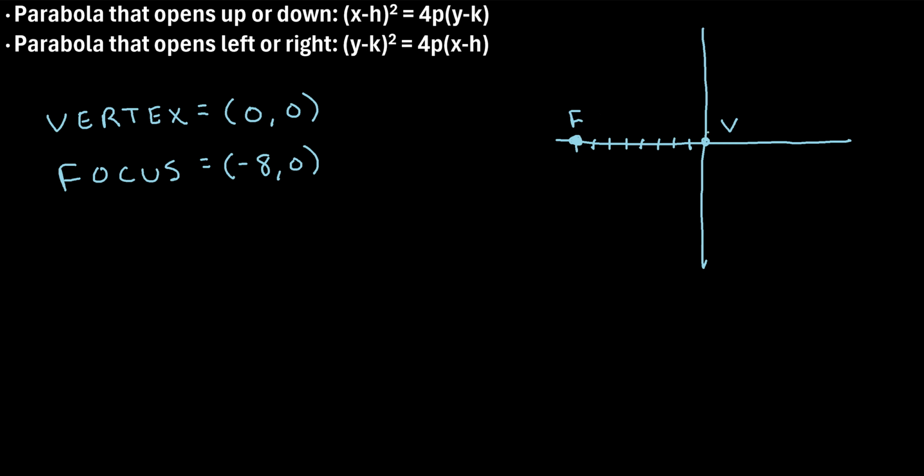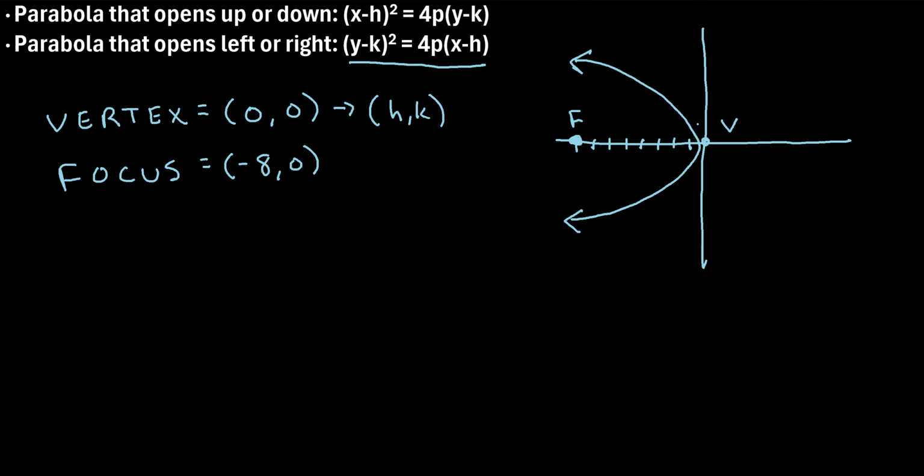We know that with a parabola, the vertex opens up towards the focus. So here's how we would draw this particular parabola. Okay, so this parabola opens to the left. So the equation that we'll use to write the equation for this parabola is the second one: (y minus k) squared is equal to 4p times (x minus h). And remember, we said that h and k represent the coordinates of the vertex in this equation.